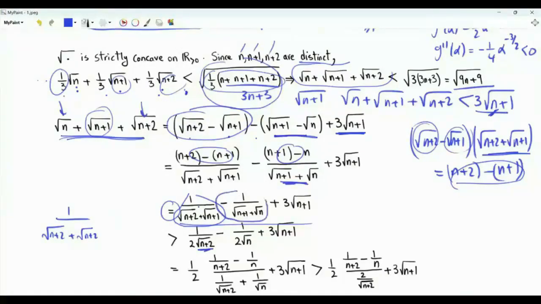We also need to lower bound this term here, but there is a minus sign. To get a lower bound, we need now to reduce the denominator. We replace this square root of n plus 1 by the square root of n. A lower bound on the sum of these 3 square roots is 3 square root n plus 1.